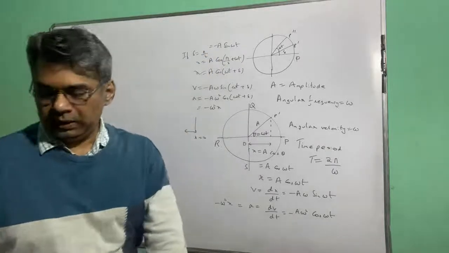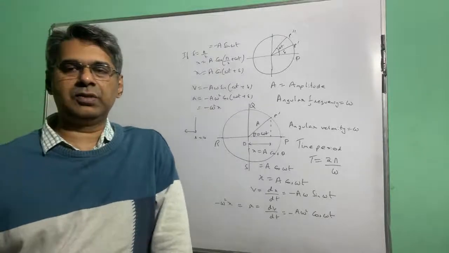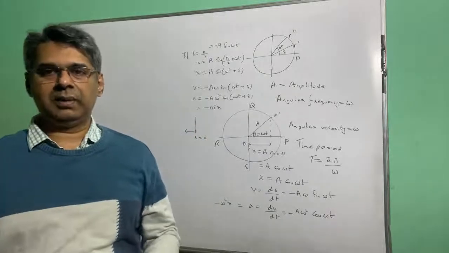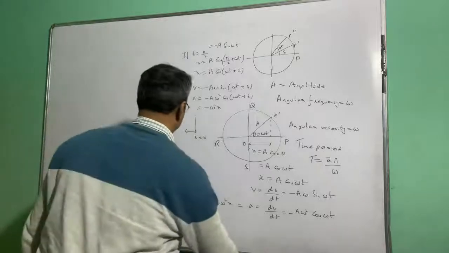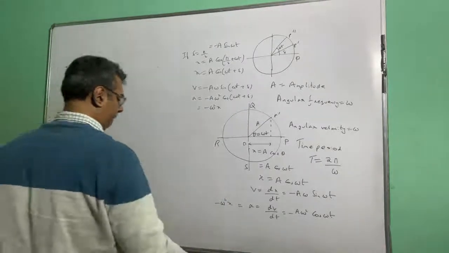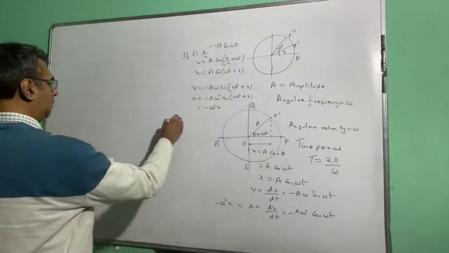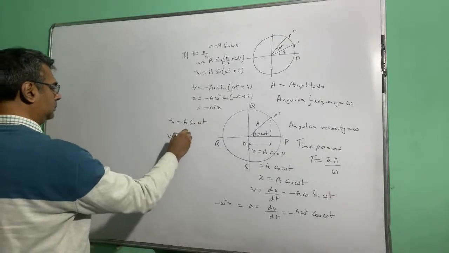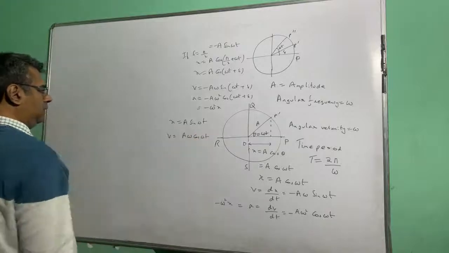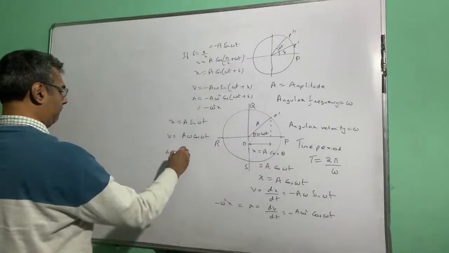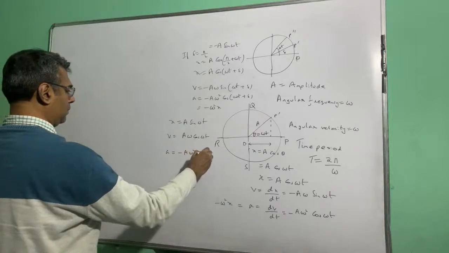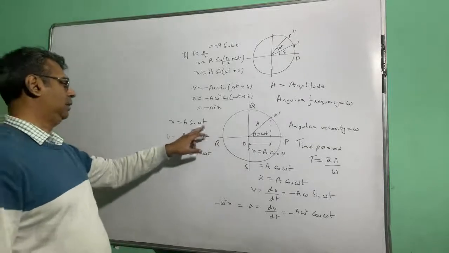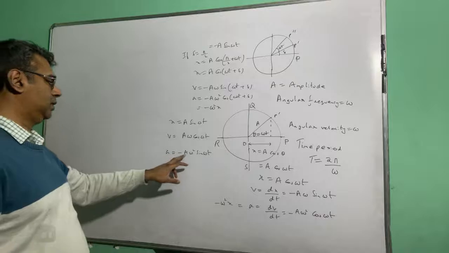But from all the understanding of science and maths, how many formulas do you know which begin with a minus? A formula normally doesn't begin with a minus. So what we will do is we'll forget about the minus and replace it with a plus. So in that case, x equal to A sin omega t, v is equal to A omega cos omega t, and acceleration is minus A omega square sin omega t.